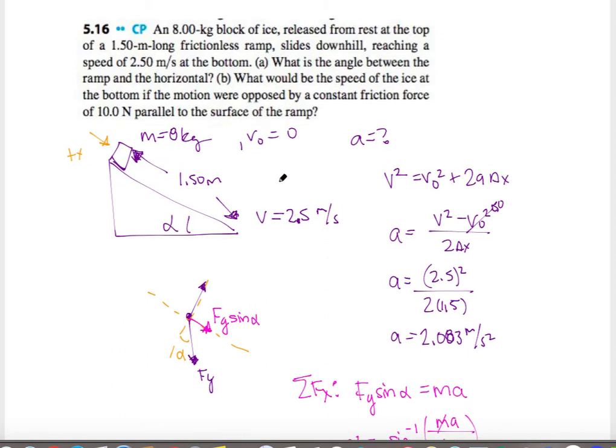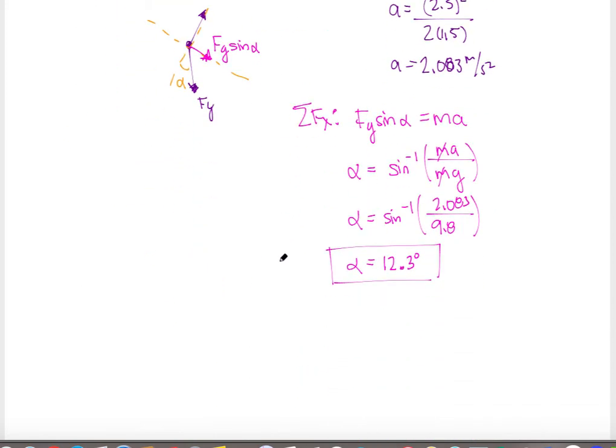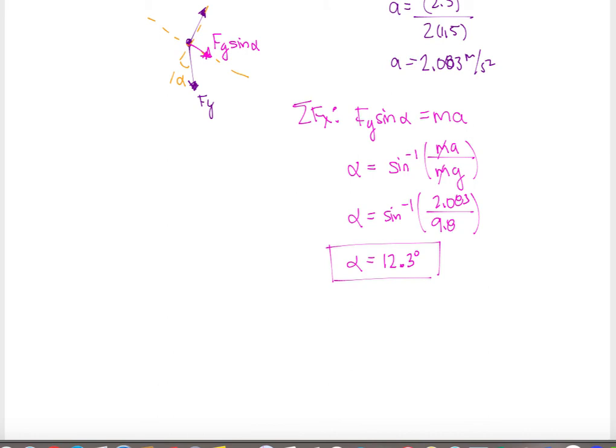And then B says, what would the speed of the ice at the bottom be if there were a constant friction force of 10 newtons parallel to the surface of the ramp? So I already have the angle. The difference here is that I'm going to draw a new free body diagram. So my new free body diagram is going to look very similar. I'm going to have force of gravity acting downward. I'm going to have a normal force up and to the right. And I'm going to have a friction force up and to the left.